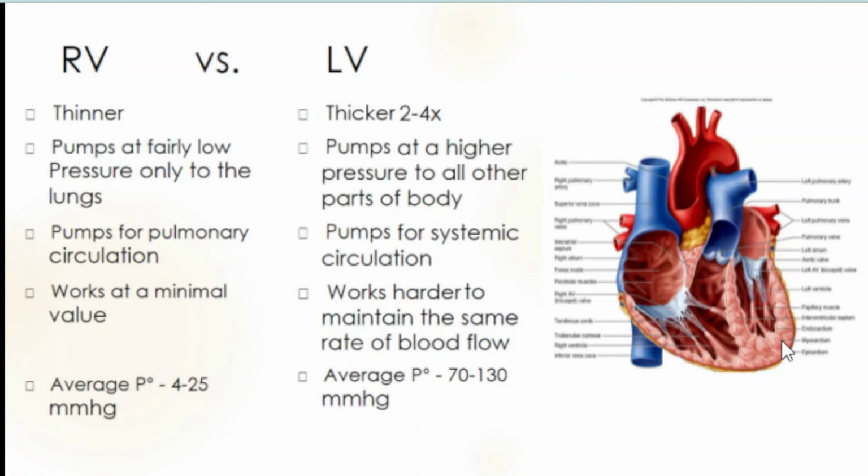On the other hand, your left ventricle naman, it has to have high pressure. It has to be very effective in pumping blood out of the heart because it brings blood to the systemic circulation, or generally all the parts of the body except the lungs. Kaya mas kailangan niya mag-work harder to maintain the same rate of blood flow. Now, if you will get the pressure in between the two ventricles, you would find that the average pressure in the right ventricle is only 4 to 25 millimeters mercury, in comparison to your left ventricle, which has 70 to 130 millimeters mercury.